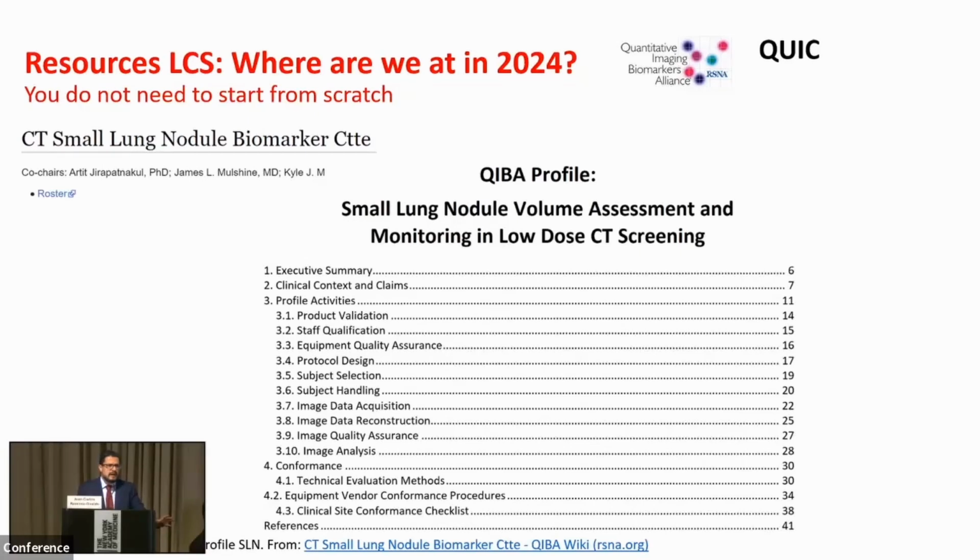And I don't know if everybody's familiar in here, but QIBA no longer exists. So now there is a new group called the QUICK. But I want to give a shout out to the small nodule group that is still actively working on the topic.